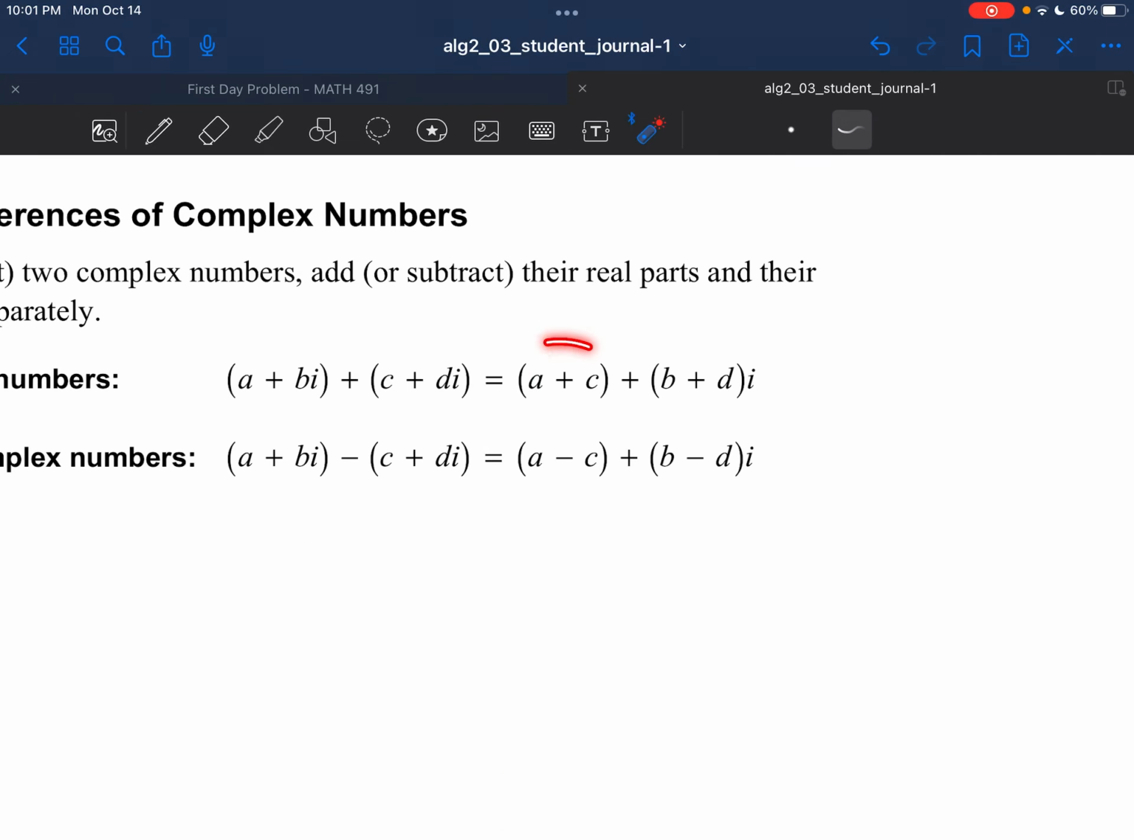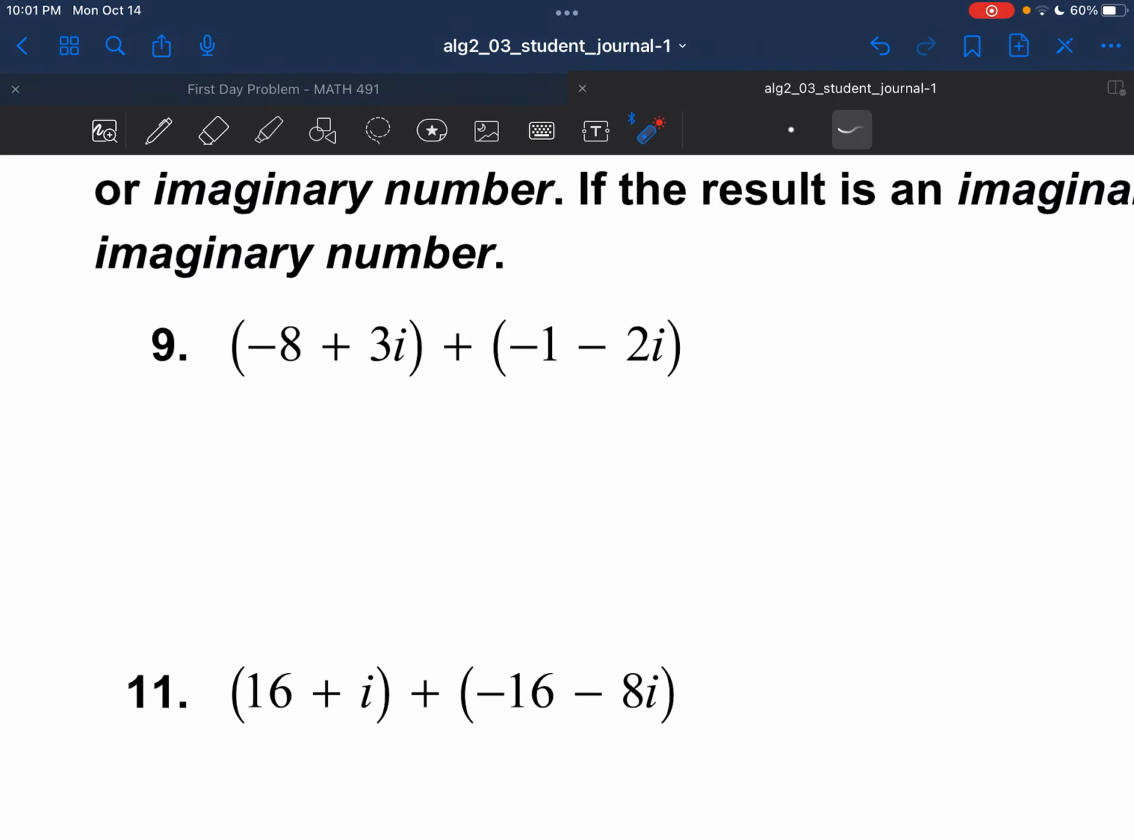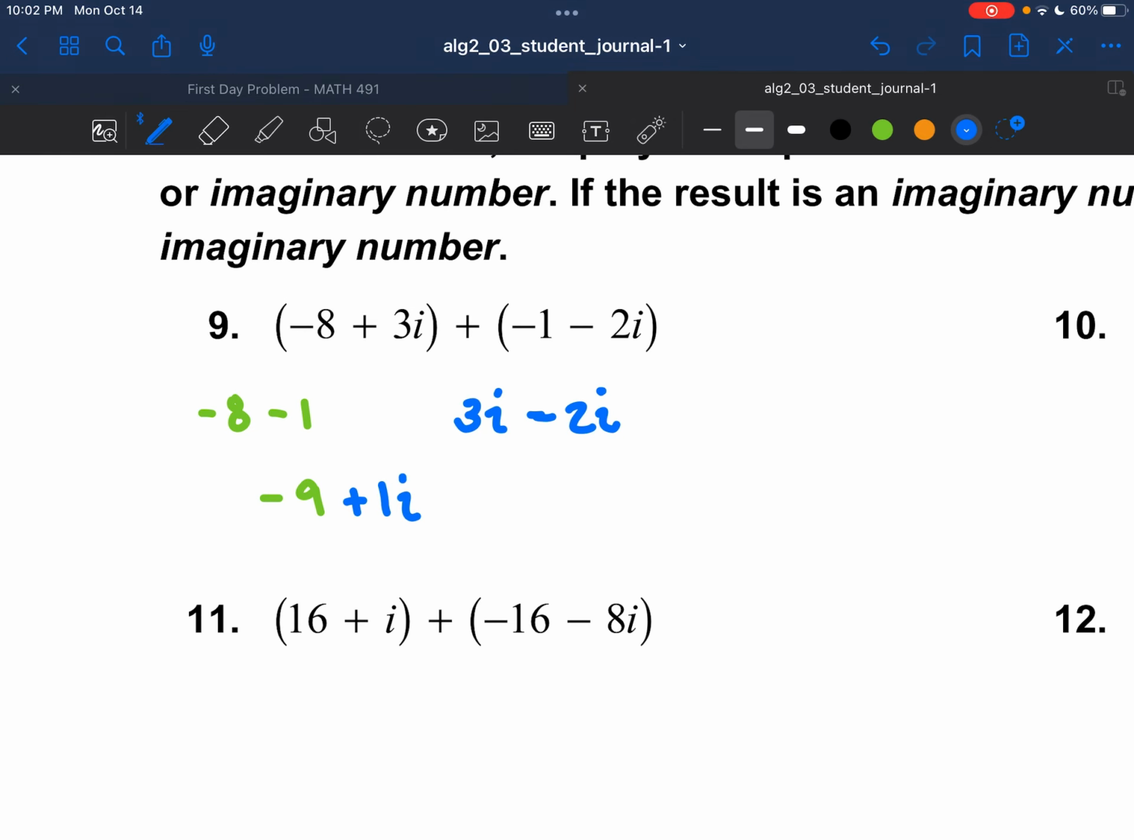Okay, over here, remember that we add the real parts and then add their imaginary parts. So adding my two real parts is negative 8 minus 1. And that is going to be negative 9. And then adding my imaginary parts is 3i minus 2i, which is positive 1i. And that is the solution.